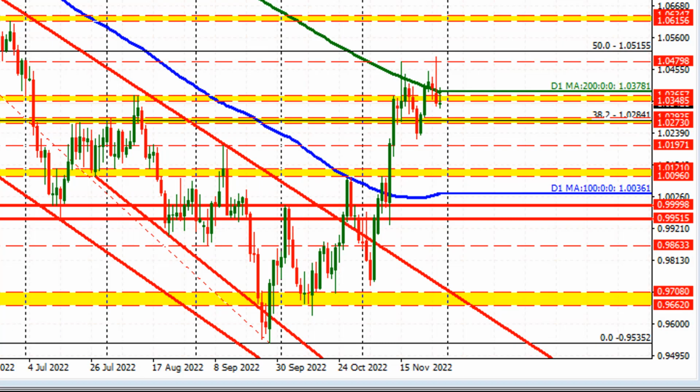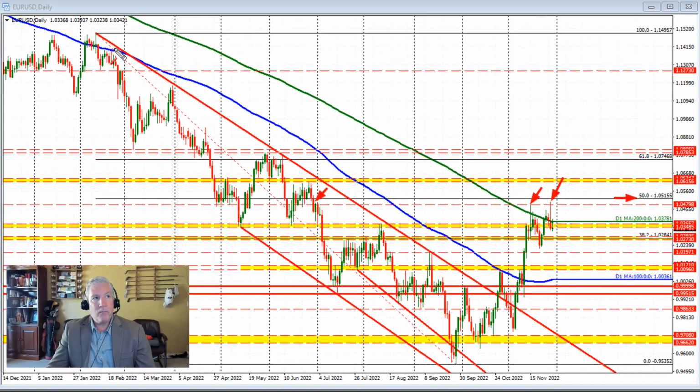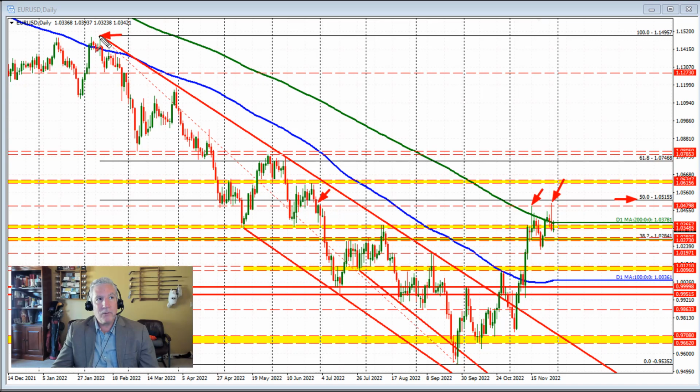The buyers had their shot. They took the price above the high price from November, traded the highest level since going back to June, end of June here, so a number of months. But we couldn't get above the 50% midpoint of the move down from the 2022 high that was reached in January to the low that we saw in September.